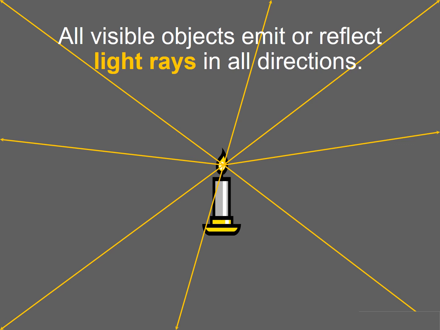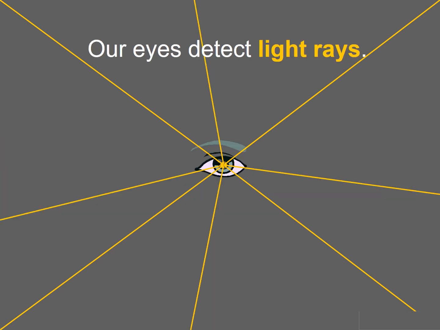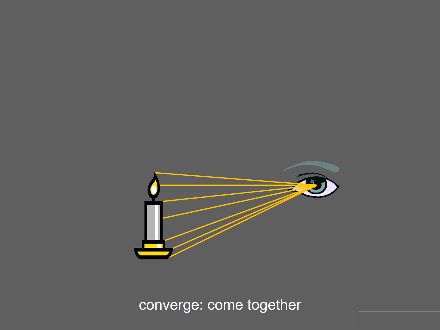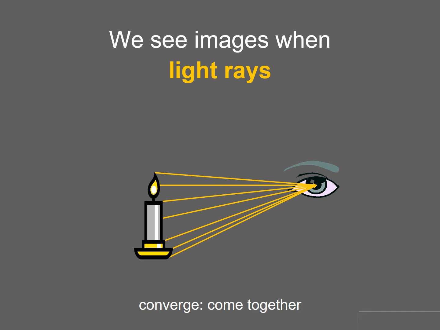A ray is a beam of light that comes off an object. Now, if it's a candle, you'll have light rays going in all directions. So we're just going to focus on a couple in this section, though. Our eyes detect the light rays. That's how we see objects. We have light rays intersecting with each other and images are formed. We see when light rays converge in our eyeballs.